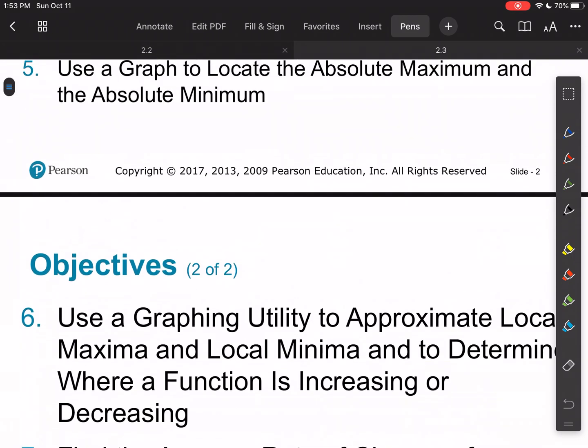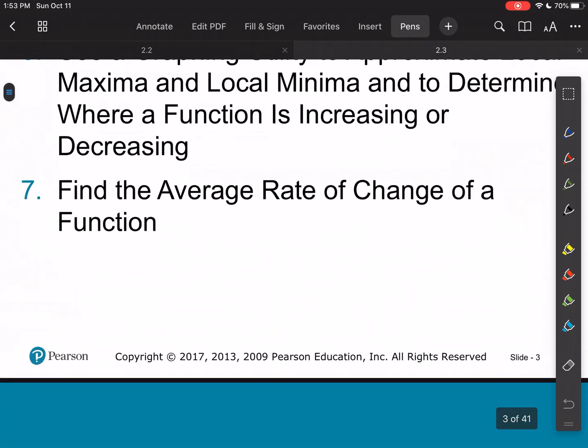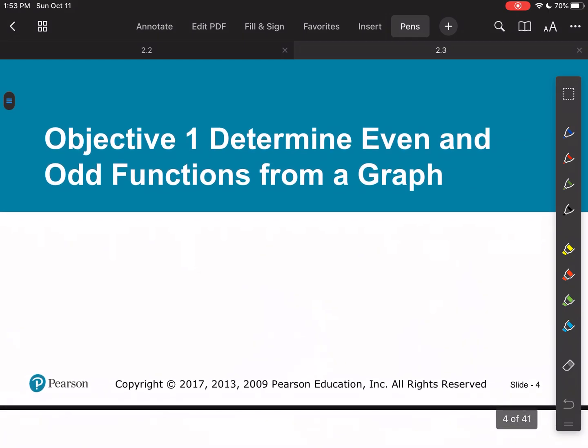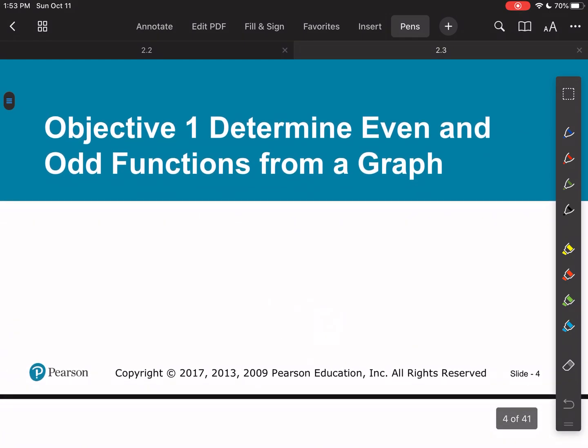So a lot to do there. Probably going to break it up into two mini lessons. So let's get into it. Objective 1. We're going to determine an even and an odd function from a graph.